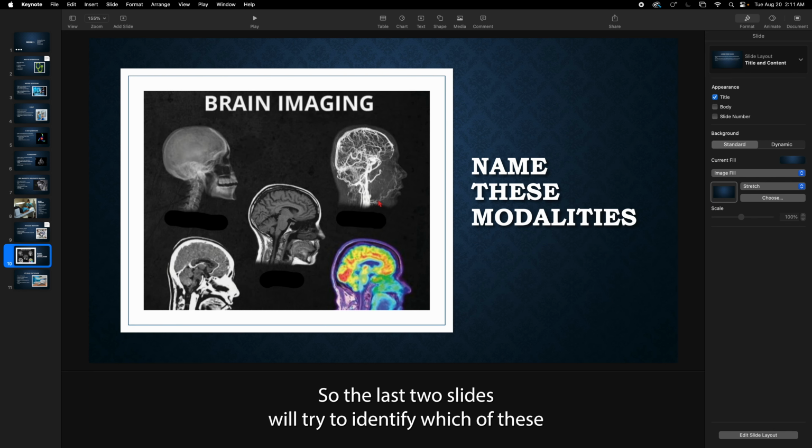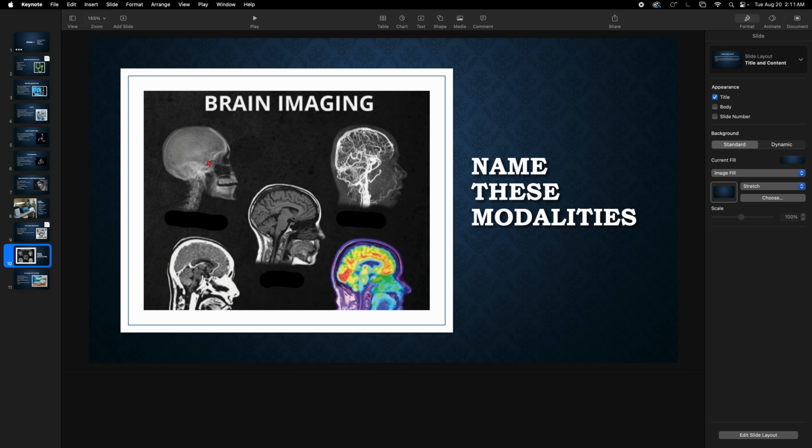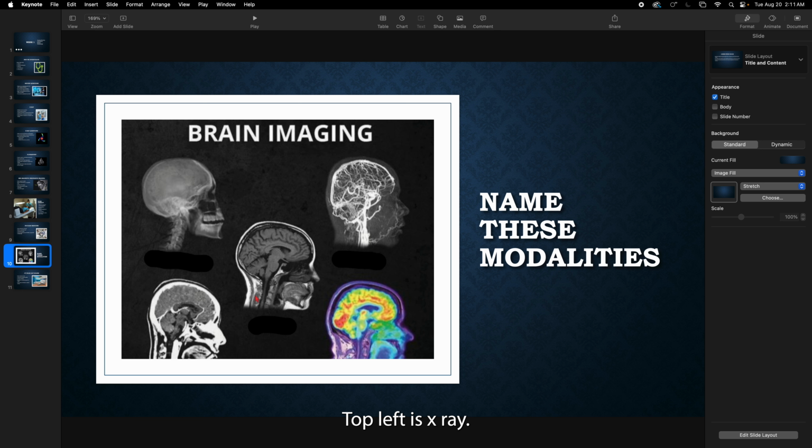All right, for the last two slides, we'll try to identify what the modalities of these are. So take a guess on your own. This one, top left, is X-ray. The middle one is MRI. Bottom right would be nuclear medicine. And the top right and bottom left would be CT images, all of the head.